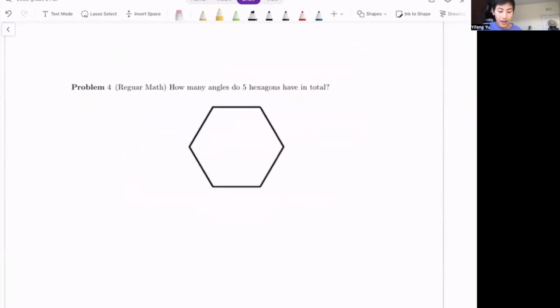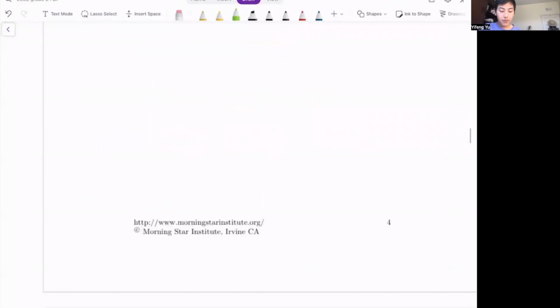Problem 4. How many angles do 5 hexagons have in total? So in a regular hexagon, an angle is basically that corner where two segments combine together. So for example, this is an angle in green. Angle, angle, angle, angle, angle. So one hexagon has 6 angles. And then if we have 5 hexagons, that's basically 5 times 6. And that gives us 30 angles. So the answer is 30 angles.